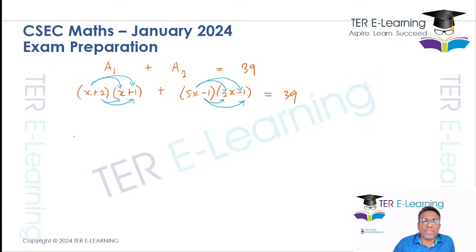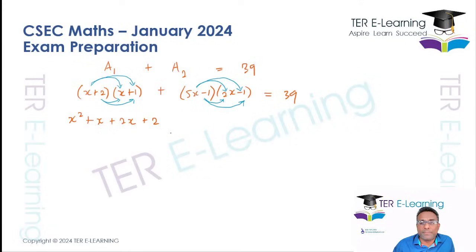Right, so let me try simplifying this. x by x, you're going to get x squared. Then we have x by 1, so you're going to get x. Then 2 by x will give me 2x. Then 2 by 1, you're going to get 2. Now take your time, don't rush these particular questions. It's very easy to make a mistake.